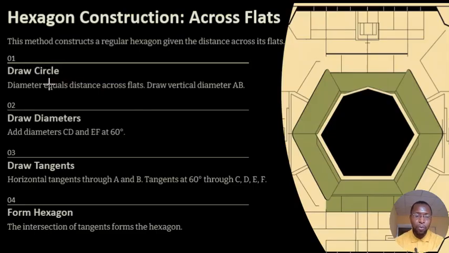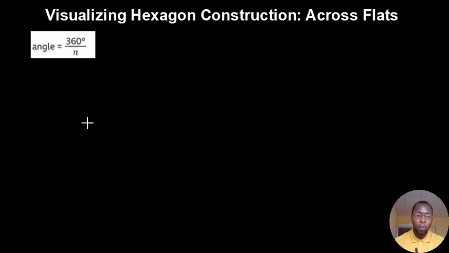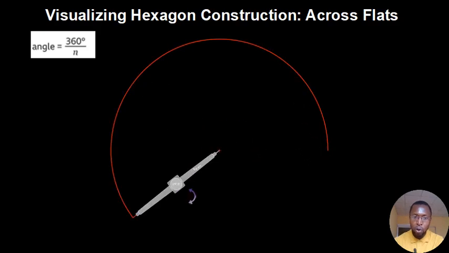So the first step is to draw a circle. We are going to be using the across flat method. We draw a circle. Second step is to draw diameters, and third step is to draw tangents, and finally you join the points together. So let us visualize this step. Like we said before, we are going to draw a circle. And how do you draw a circle? You get your compass. So you get your compass and you draw your perfect circle with your compass.